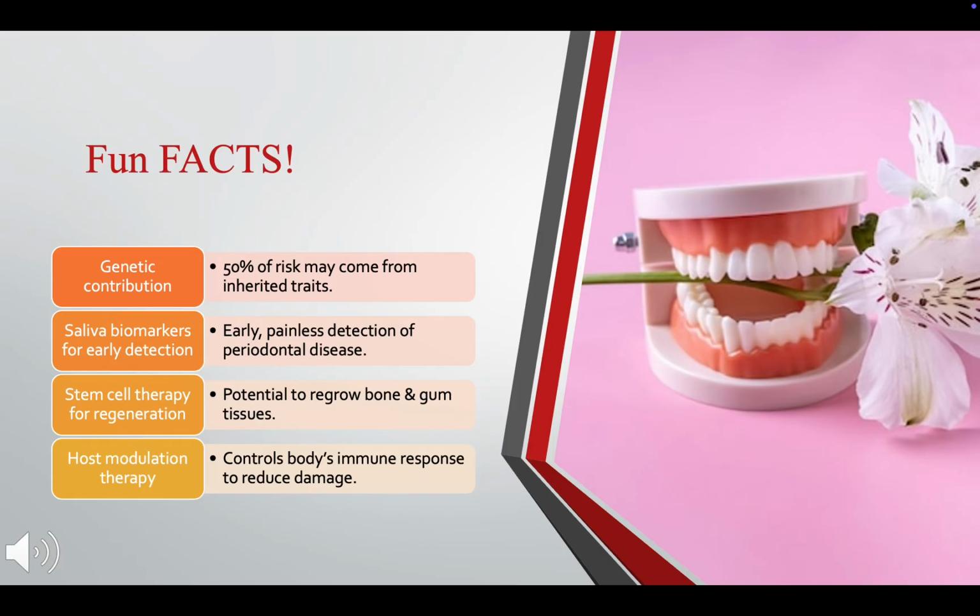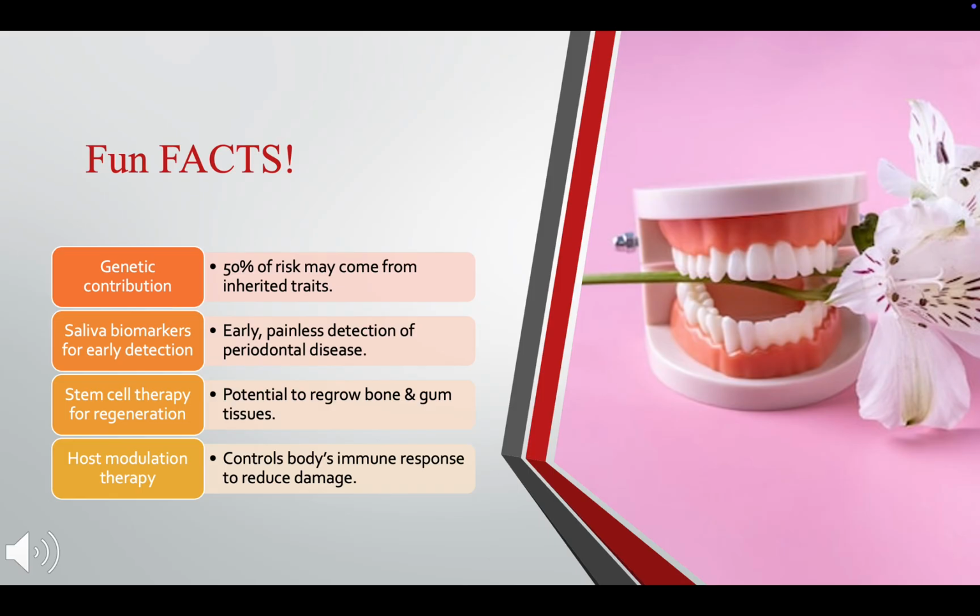Let's take a look at some fun facts about risk assessment and the management of periodontal disease. First, genetics plays a big role. Even though bacteria is the main cause of periodontal disease, about 50% of risk may come from inherited traits. Studies on identical twins have shown that about half of somebody's risk is actually inherited and linked to their own body's immune response. Second, we have saliva biomarkers for early detection. Scientists are developing tests that use saliva biomarkers, which means we can pick up signs of gum disease quickly and painlessly.